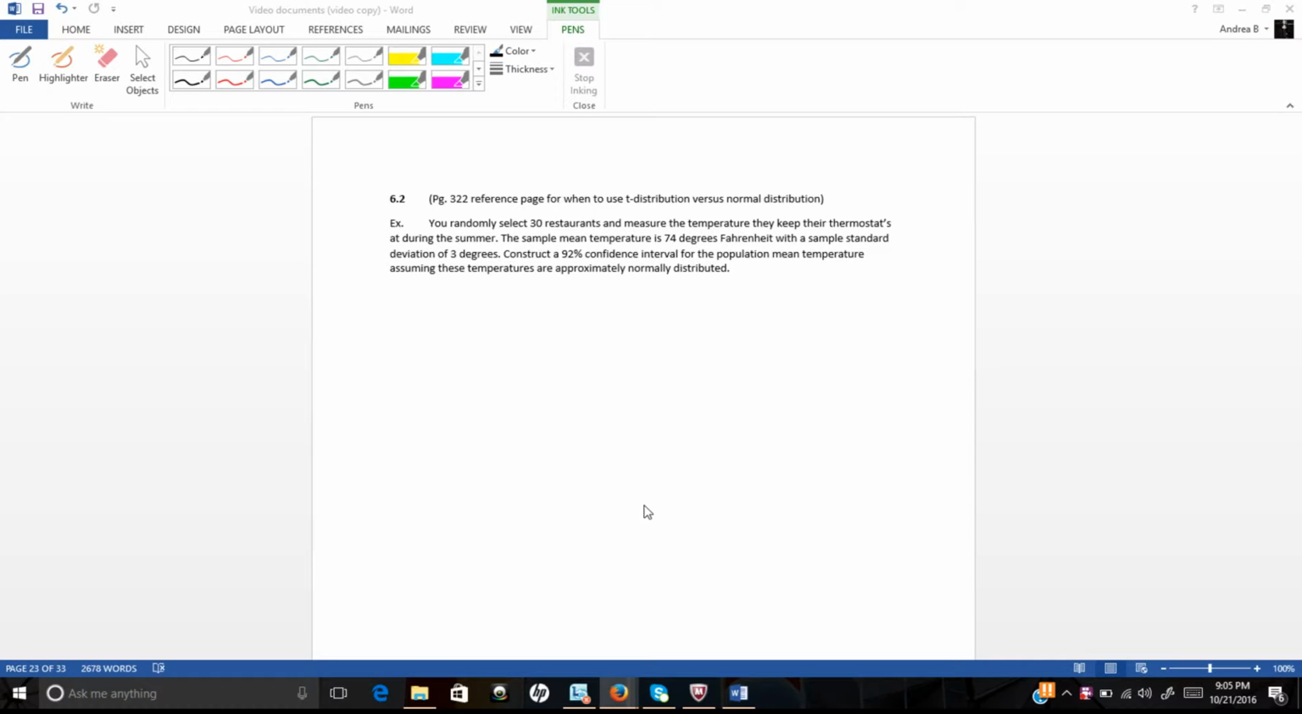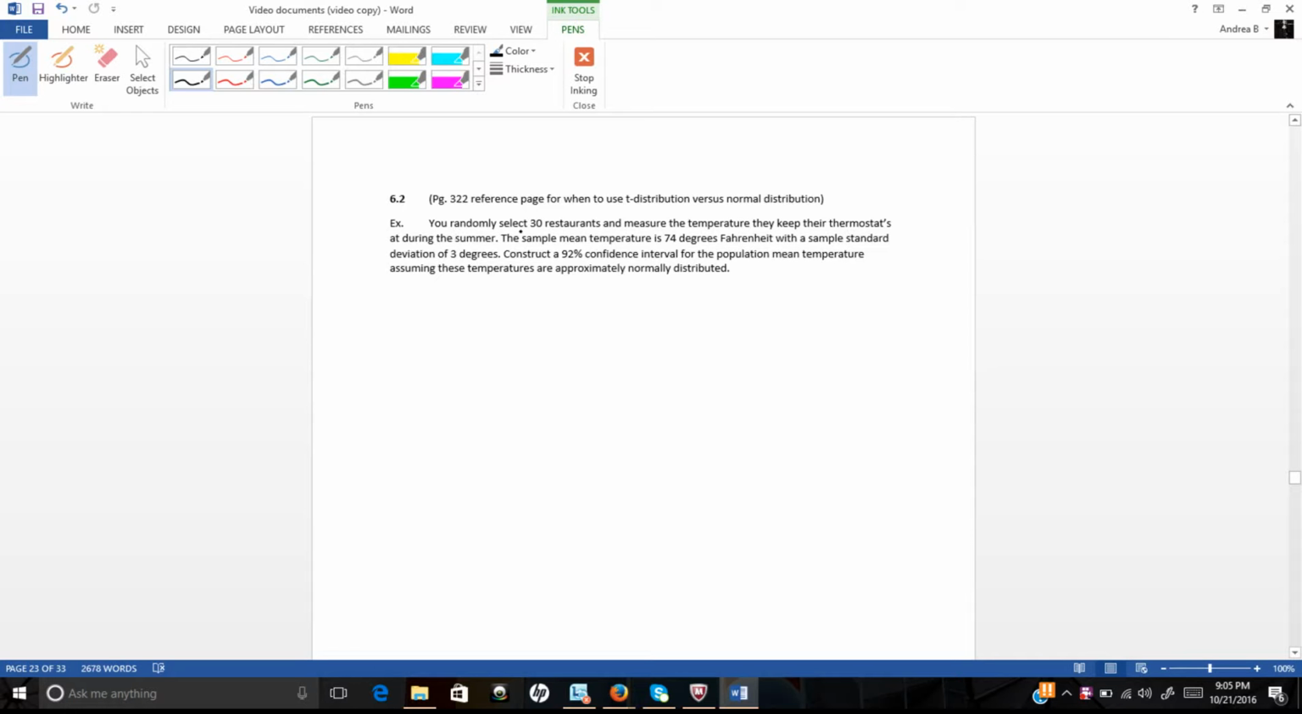For section 6.2 here, and a continuation, all of chapter 6 is really going over this confidence interval stuff for different types of distributions. So I made a note here first of all that whenever we're trying to decide what type of distribution to use, one page that you can reference is page 322, to help decide when to use a t-distribution versus a normal distribution, which table you're going to need to use and how to use it.